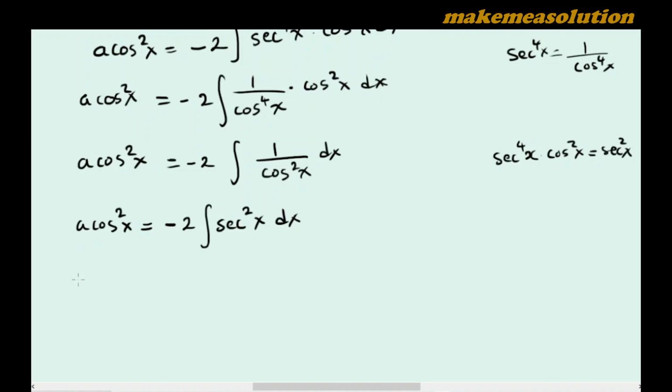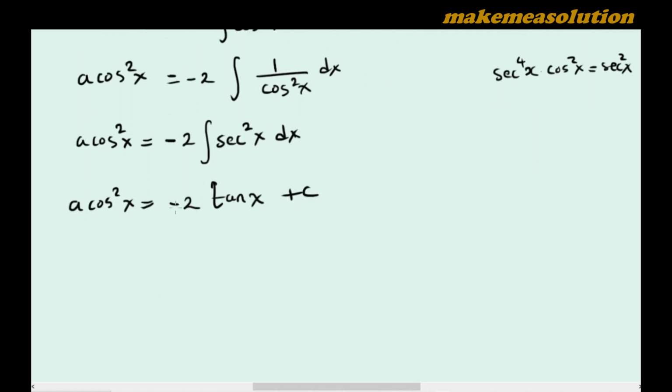So of course you know that the integral of sec squared x is actually tan x. Thank you very much. So a cos squared x is actually minus 2 times, I'll now have, minus 2 tan x plus c. Is that okay? When you integrate sec squared x, you get tan x. So if we divide through, we'll have a is equal to c minus 2 tan x over cos squared x.